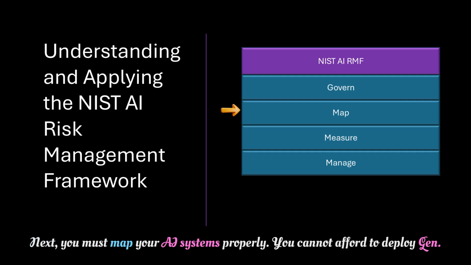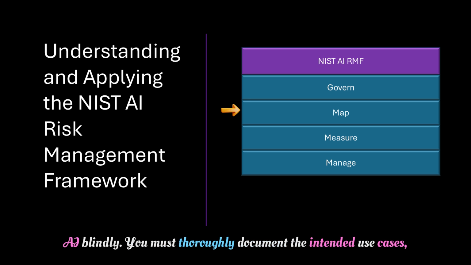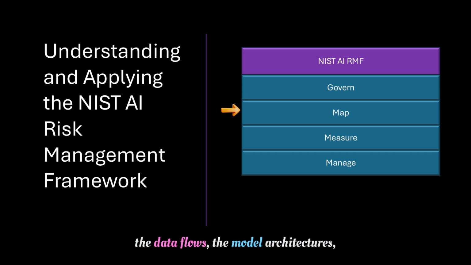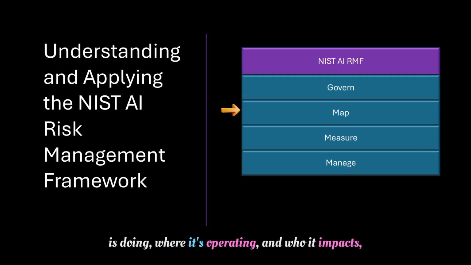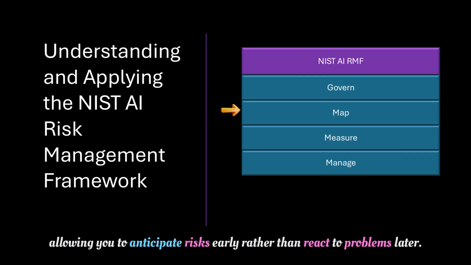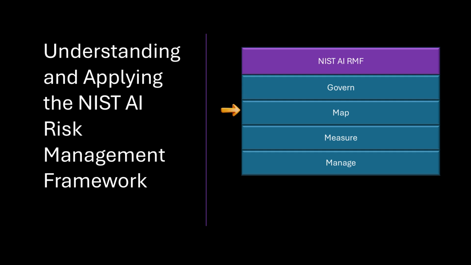Next, you must map your AI systems properly. You cannot afford to deploy GenAI blindly. You must thoroughly document the intended use cases, the data flows, the model architectures, and the stakeholders involved. Mapping gives you clarity on what the AI system is doing, where it's operating, and who it impacts, allowing you to anticipate risks early rather than react to problems later.